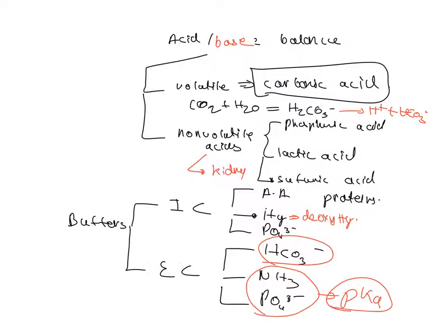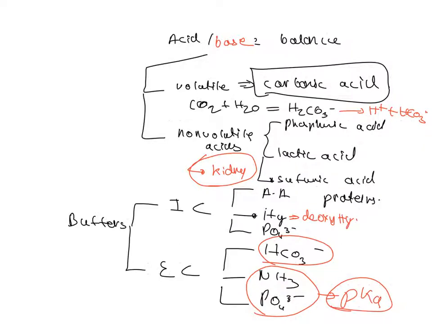The next one is non-volatile acids. Obviously we don't have carbonic acid only being produced in our body, we also have other acids being produced, which come from metabolism, from phospholipids, from lactic acid, from sulfuric acid. How are these really excreted? These are excreted by your kidneys.